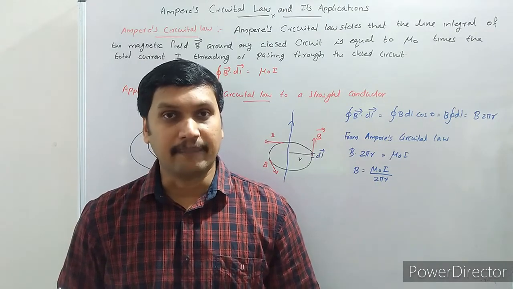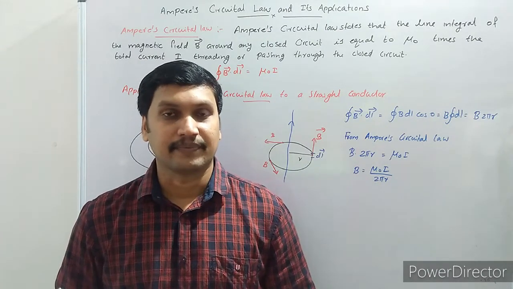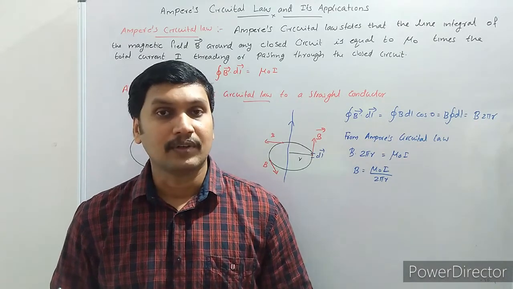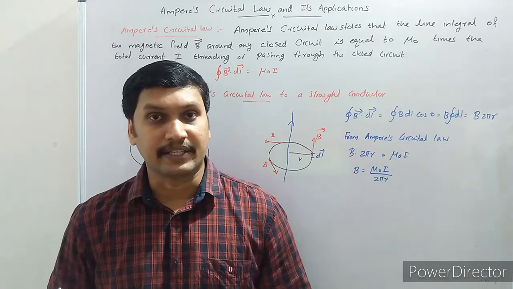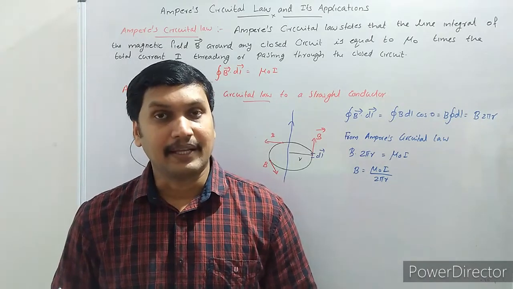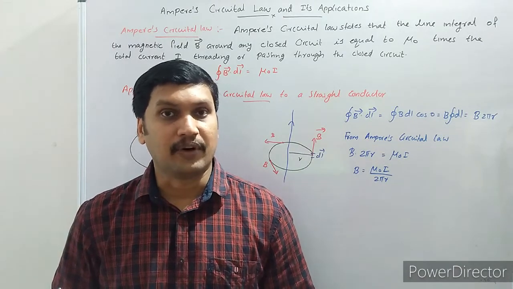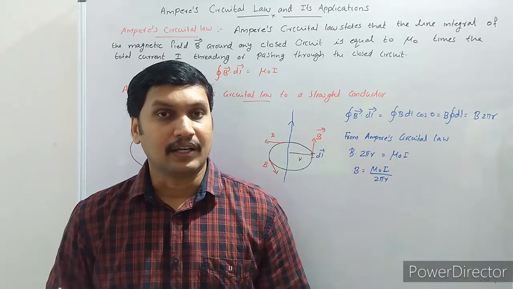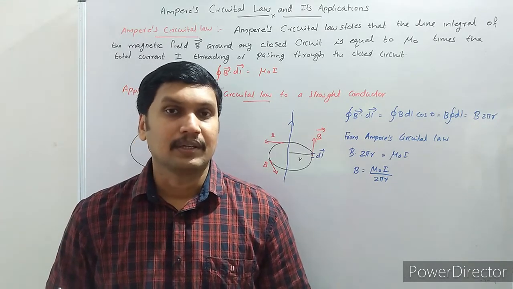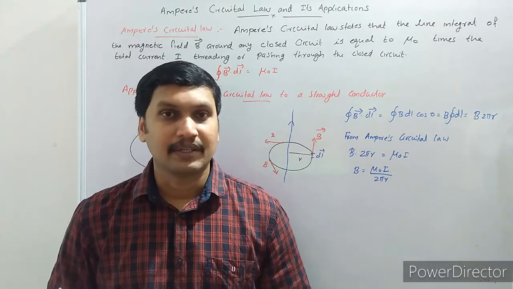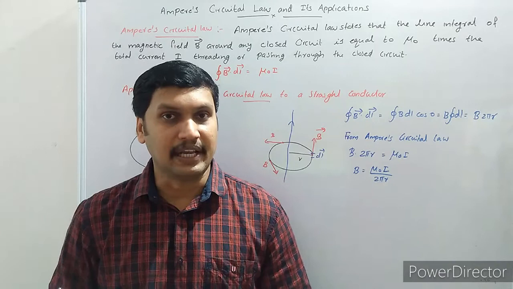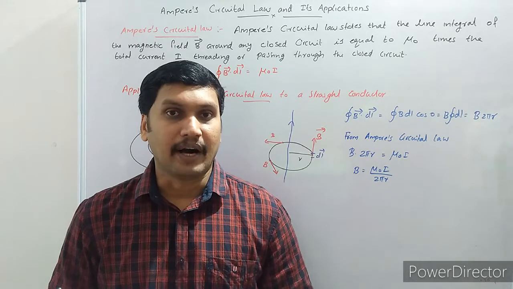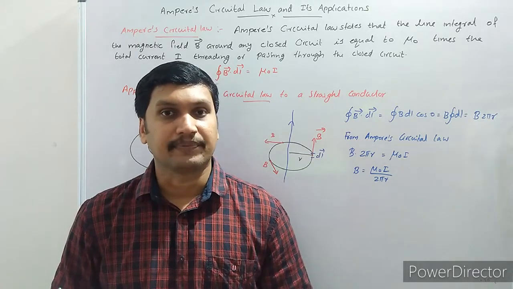Today we discuss Ampere's Circuital Law and its application. You know that Ampere's Circuital Law is an alternative form of the Biot-Savart law in magnetostatics. By the Biot-Savart law we can find the magnetic field due to any current carrying conductor. According to the Biot-Savart law, the magnetic field produced by a current carrying element dl is given by dB equal to mu 0 by 4 pi I dl sin theta by r square.